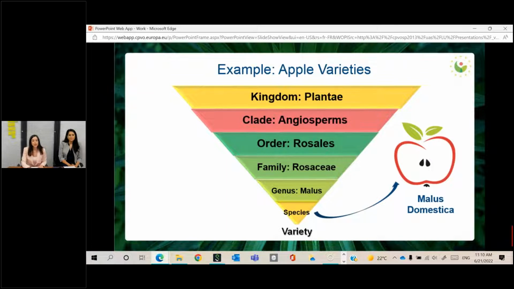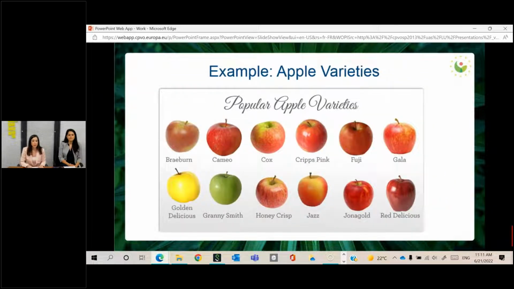And we're going to see now some examples of popular apple varieties. So you can see on screen, for instance, Braeburn, Cripps Pink, Gala. And many of these varieties are very successful, and then the breeders actually create mutants from these varieties.